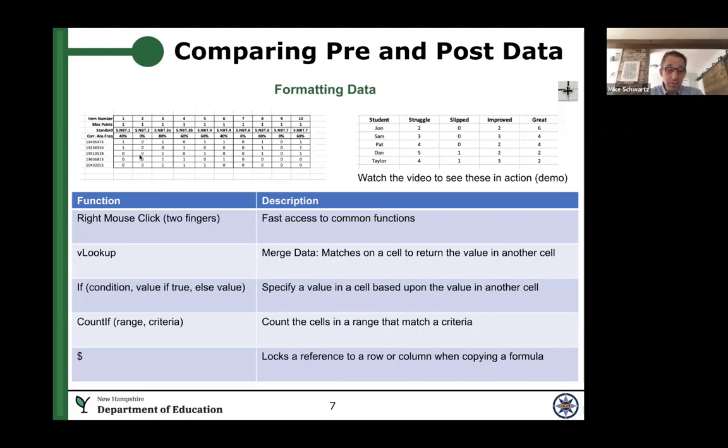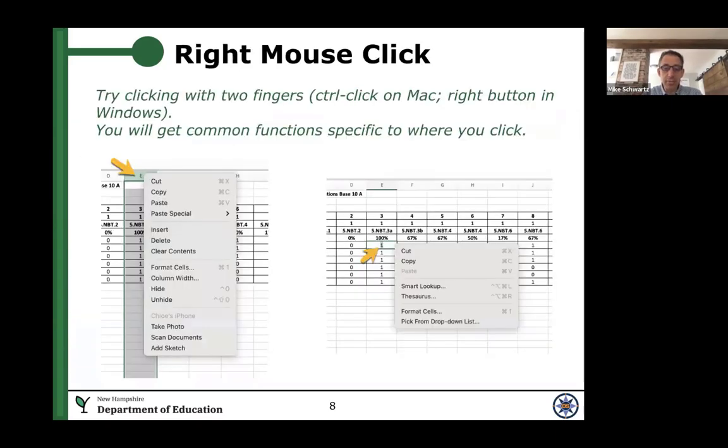To do that, to merge these two files, we're going to talk about things including right mouse clicking or using two fingers on your mouse pad. We're going to be using a function called Vlookup. We're going to be using an if statement. And then we'll also be talking about how you can reference cells, and when you copy and move formulas from one cell to the next, how you can make sure that you stay referenced to a certain cell. So those are some of the functions we'll be looking at as part of this demo.